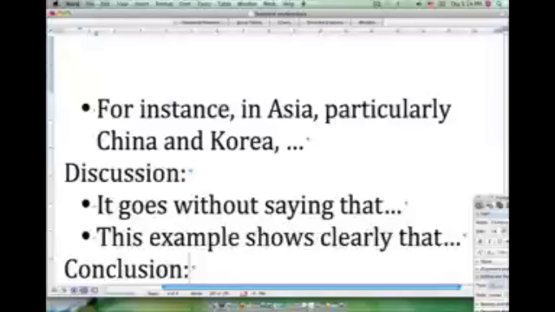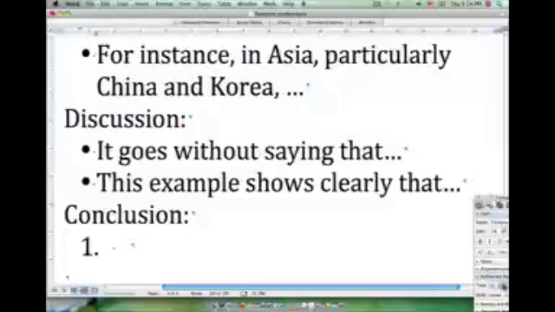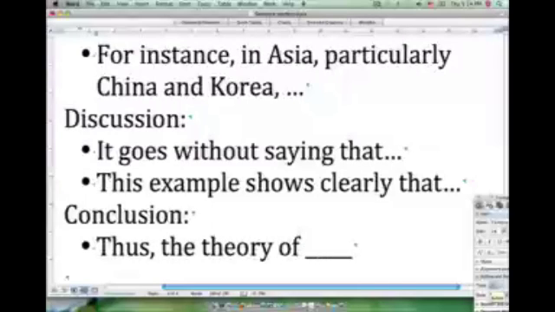Now, the conclusion sentence of your supporting paragraph has to kind of give the sense that you have proven that this point of view is plausible, that it is understandable why people would believe in this point of view. So we could start with something such as, thus, the theory of, and then whatever the theory is, difficult to debunk.